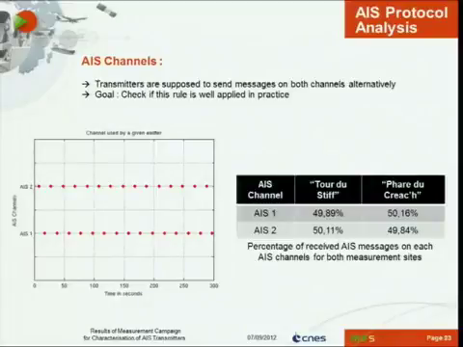Next point, the AIS channels. Transmitters are supposed to send messages on both channels alternately. We wanted to check if this rule is well applied in practice. So we plot, for a given transmitter, the channel used over time, and you can see the alternation. In addition, the percentage of received messages on each channel is close to 50%.